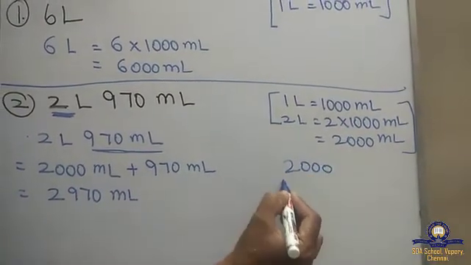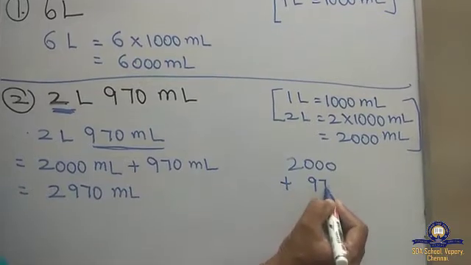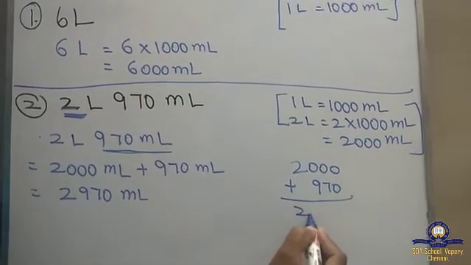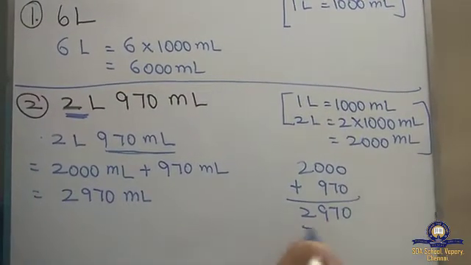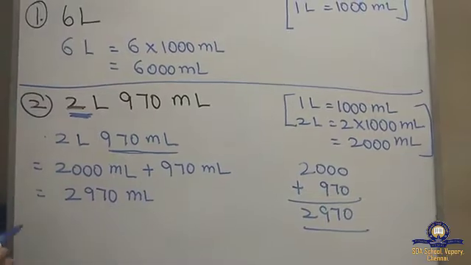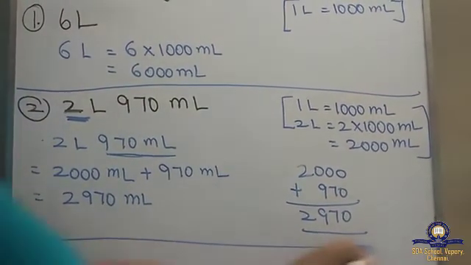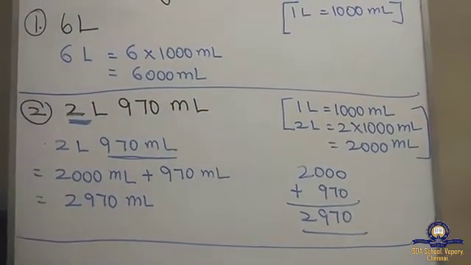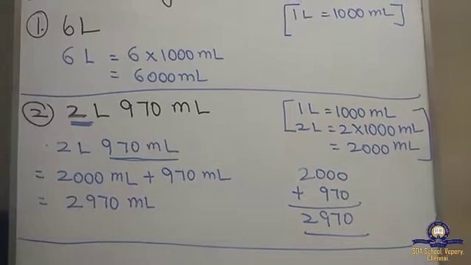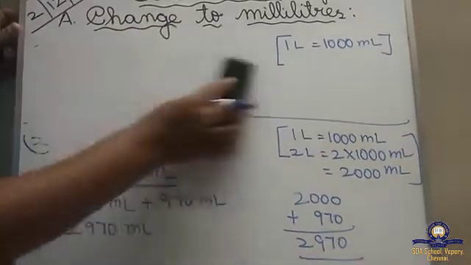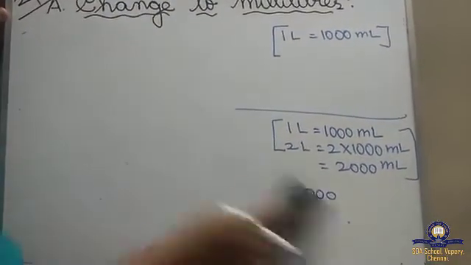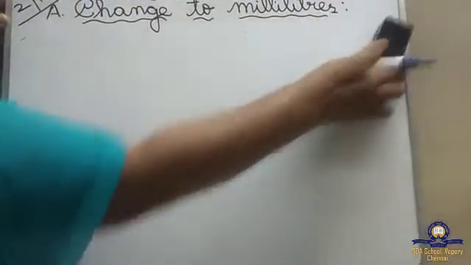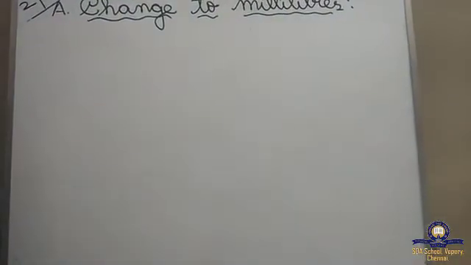If you find it very hard to add, you have to write in the rough column like this. So what answer will come? 2970. Okay children? Understood? And then you have to draw a line. Okay, we'll see the third sum.